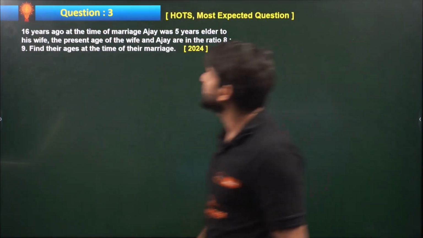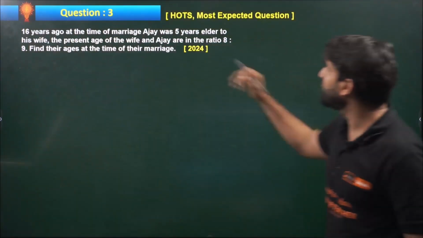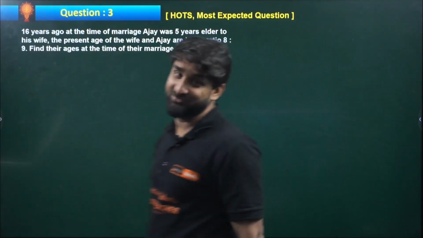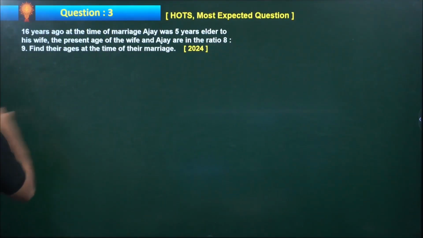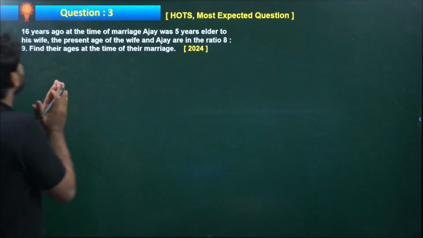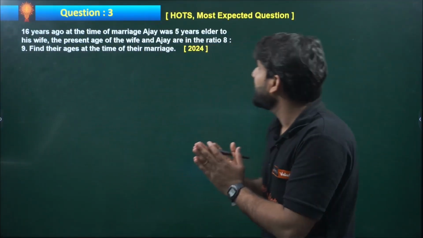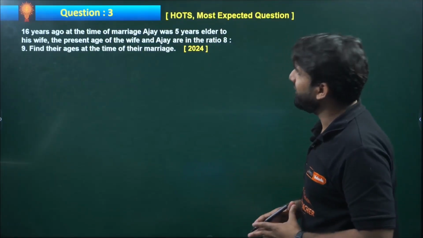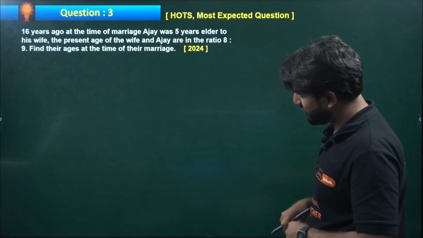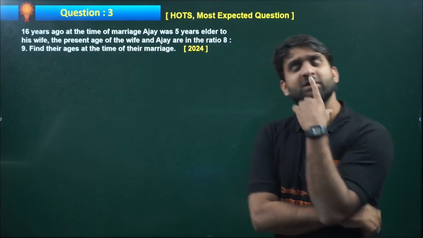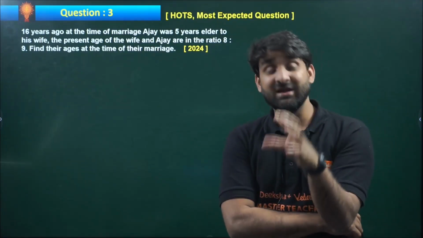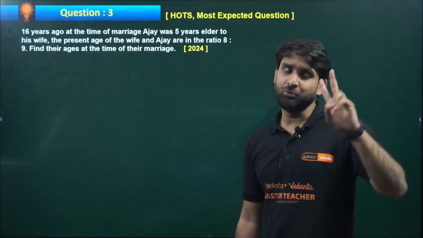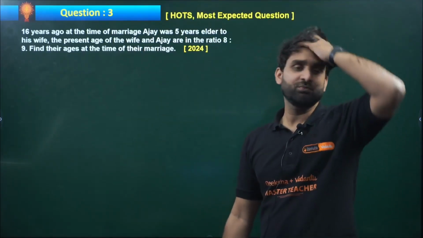Moving to the next question, question number 3. Okay. So again one more question, and this is a hot and most expected question for your board exam. Very important. So look at the question. Again an age-based question. 16 years ago, at the time of marriage, Ajay was 5 years elder to his wife. The present ages of the wife and Ajay are in the ratio 8:9. Find their ages. So what is the concept that I taught you guys? In age-based questions, first find out how many persons are there. So in this question, 2 persons are there, Ajay and his wife, right?